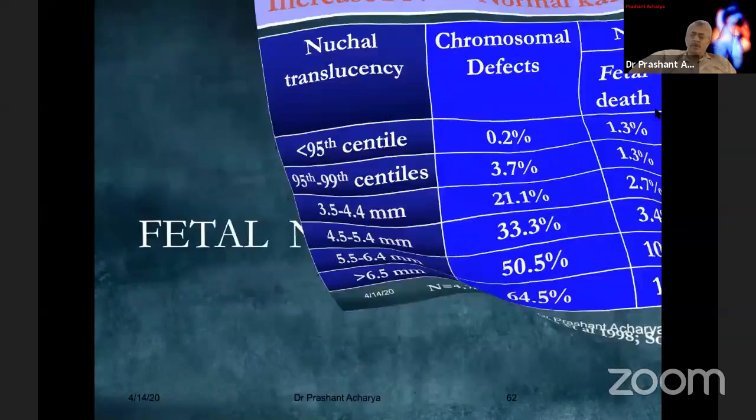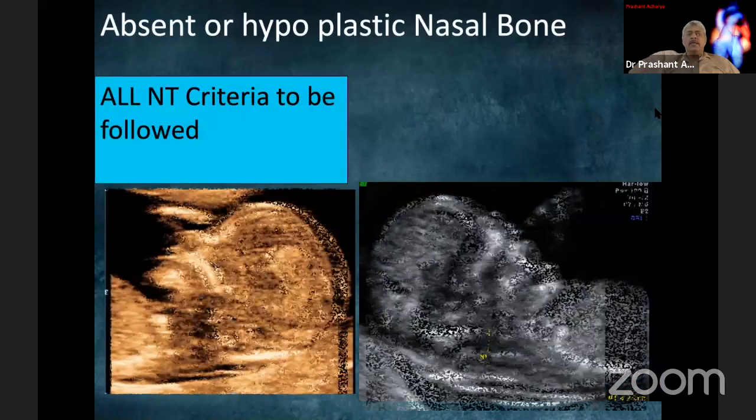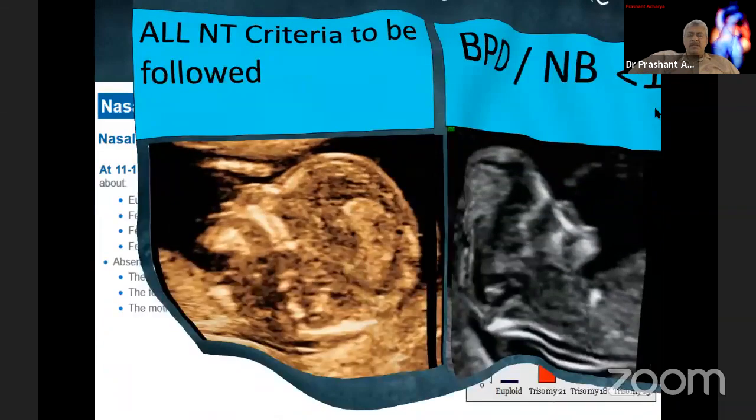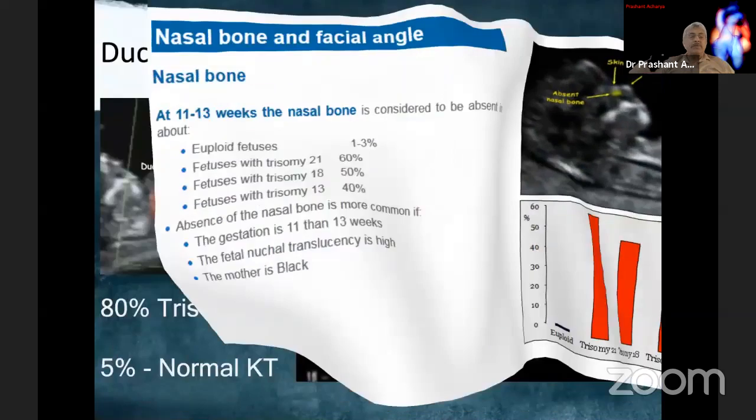Again, fetal nasal bone is one of the good criteria to identify aneuploidy. This is what the hypoplastic nasal bone is, equivalent to your absent nasal bone. It has its own association; a hypoplastic nasal bone can also be present in a normal pregnancy, but that is one of the important factors.